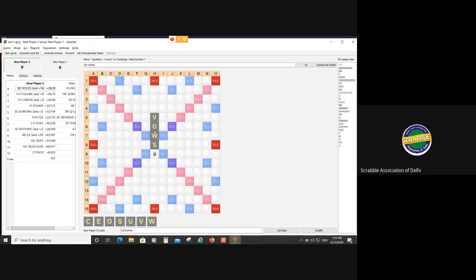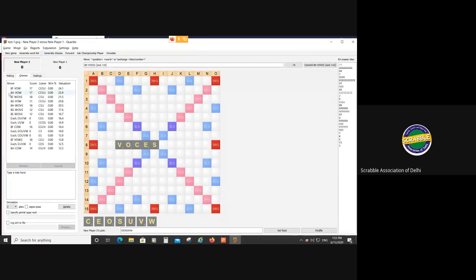Now, when I have such a rack and want to find the best possible word and placement, I can go to generate choices, and it shows me the scorings possible. A good one would be woe for 18 points, bow for 18 points, cow for 16 points, vows for 18 points. But it is not giving me the highest scoring.